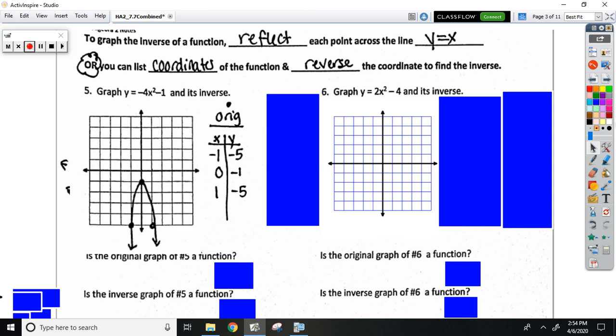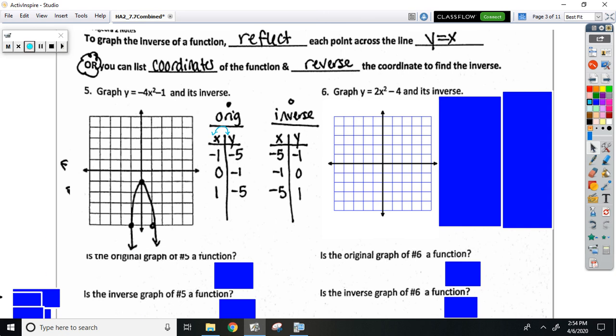Now, to find the inverse, remember, all the inverse does is it undoes the domain and range. So all I have to do is switch the x and the y coordinates. So the inverse, which again I'm going to use an open circle for, when I switch those values, it will become negative 5, negative 1, negative 1, 0, and negative 5, positive 1.